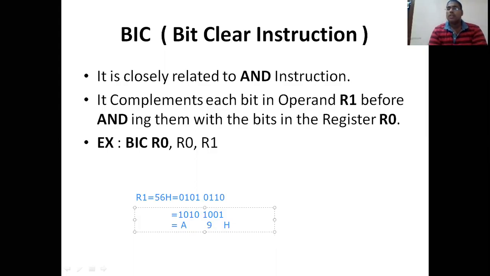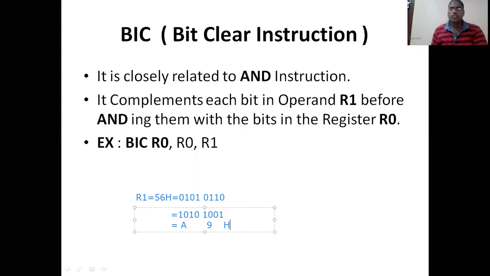So the 56H value that is present in R1 has just changed to A9H. Now this A9H is going to perform an AND operation with R0.